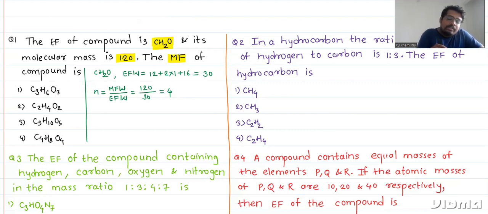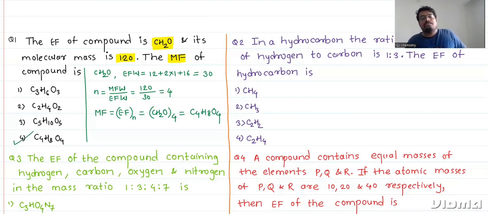Now let us apply the formula. Molecular formula is equal to empirical formula into n. The empirical formula is given to us, so let us substitute the value: CH2O into 4. So 4 into 1, carbon 4, hydrogen 8 and oxygen 4. C4H8O4. The fourth option is correct.